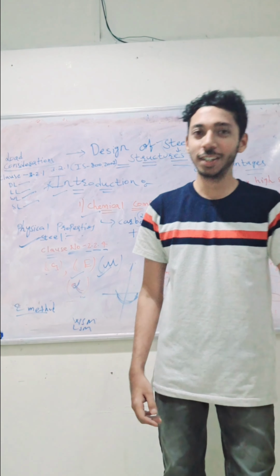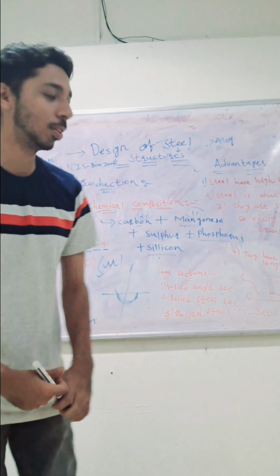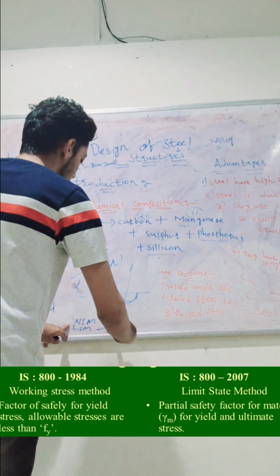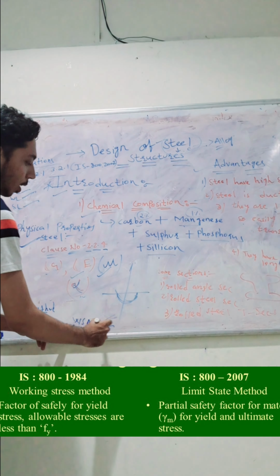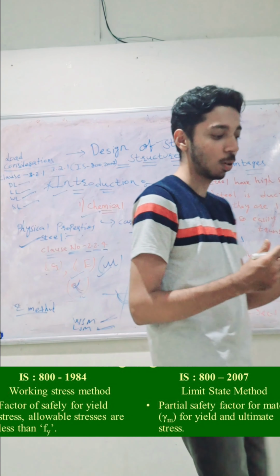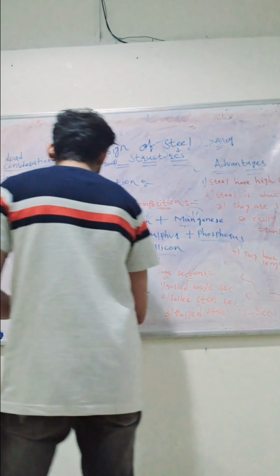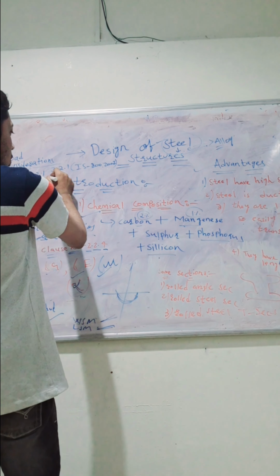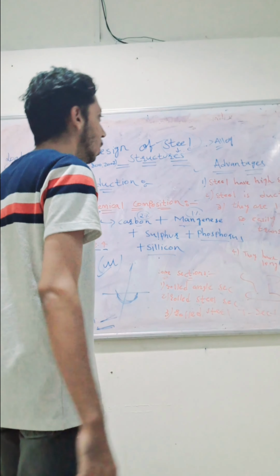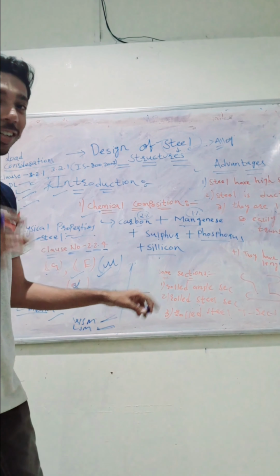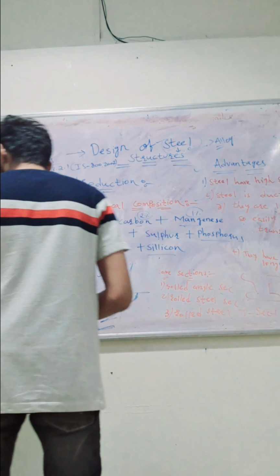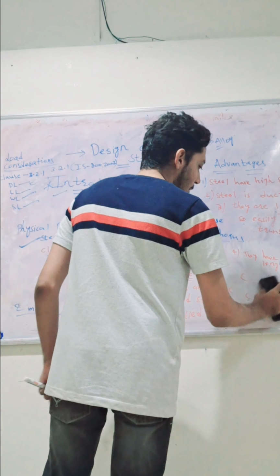What are they? Working stress method and limit state method. These two methods are used in this subject for solving the problem. Next, methods are completed, physical properties completed, load considerations completed. Now we see some of the sections in steel structures. You may see some sections while solving the problem.